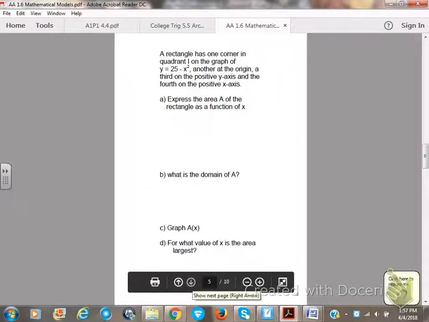Okay, so on the second example, on your paper, a rectangle has one corner in quadrant 1 on the graph of y equals 25 minus x squared. That's what you write down. On the second one, 25 minus x squared. Another corner at the origin, a third on the positive y-axis, and a fourth on the positive x-axis.